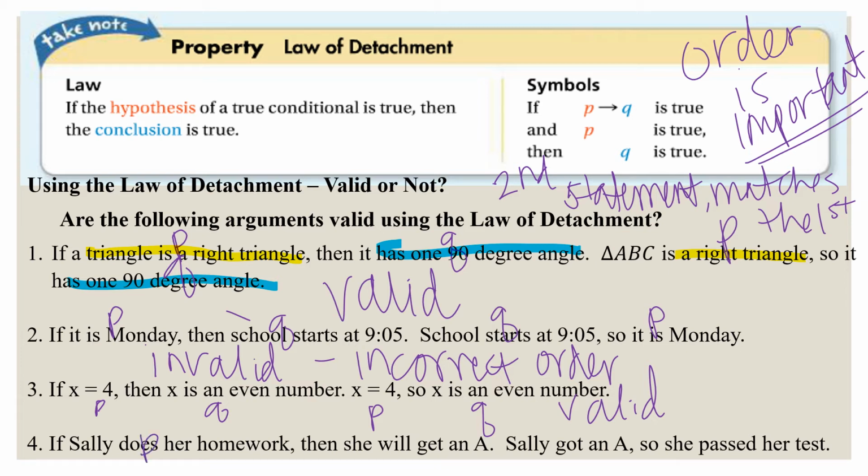If Sally does her homework, that's my P, then she will get an A, that's my Q. Sally got an A, that's my Q, so she passed her test, which would be an R, which is just a second conclusion. Because the order is not there, this is invalid. It's incorrect order, and this part here, she also passed her test, has nothing to do with that first statement. So you could also say it doesn't relate.